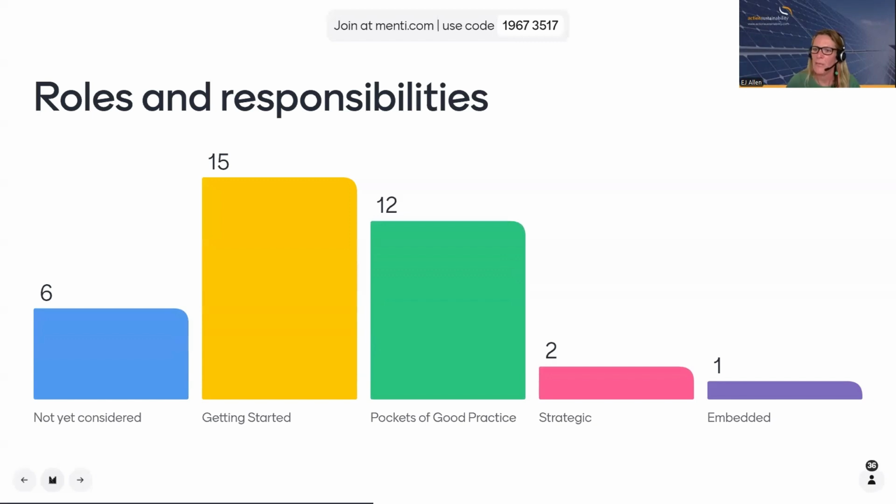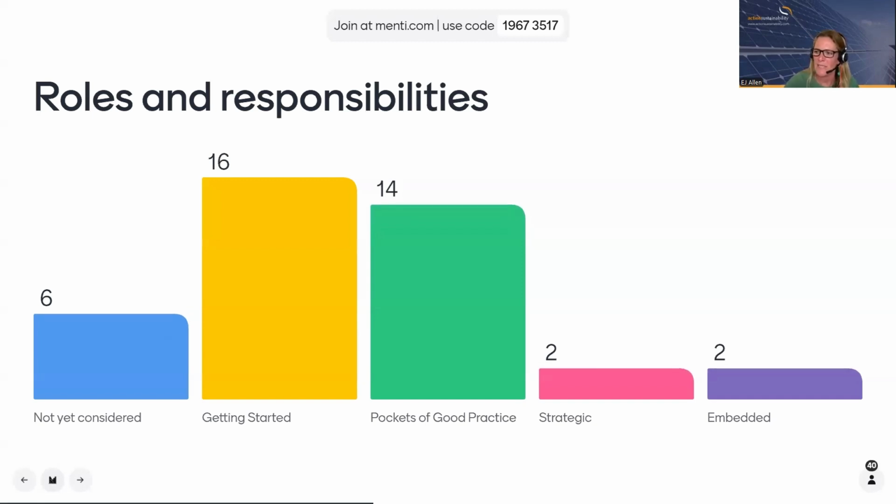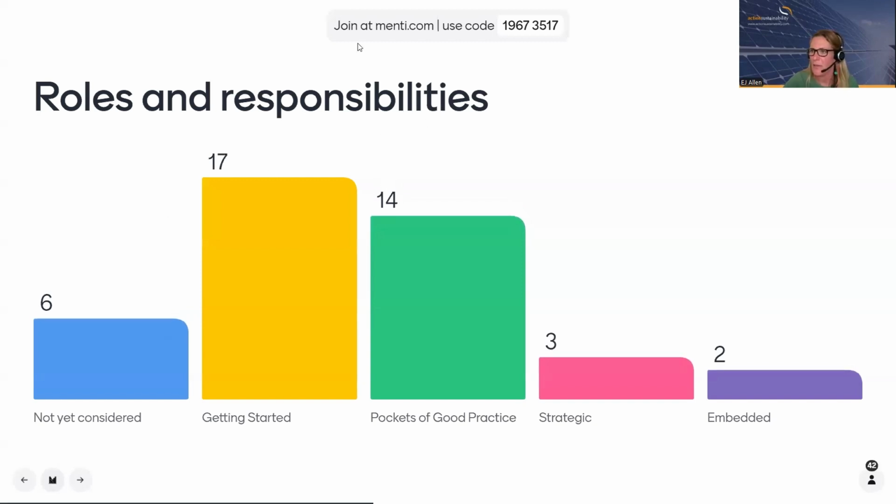Okay, so we've got a few not yet considered this. Okay, that makes sense. About 15 of you are getting started. A few of you are still thinking. If you're still struggling with Menti, you can see the code, the link at the top, menti.com, and you've got the code there, 19673517.